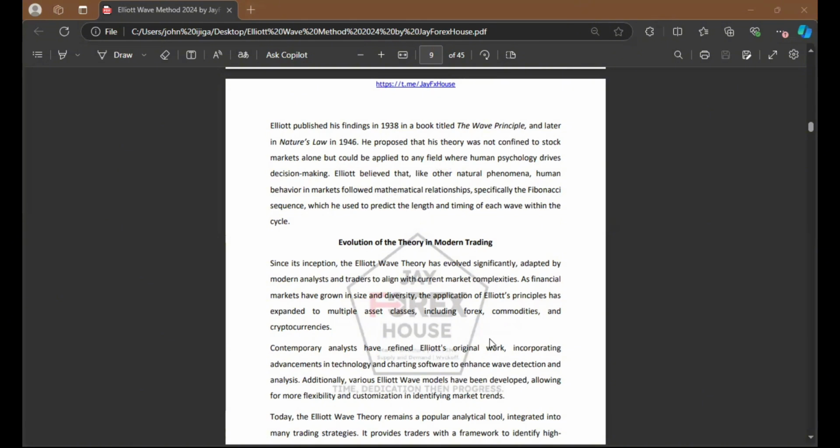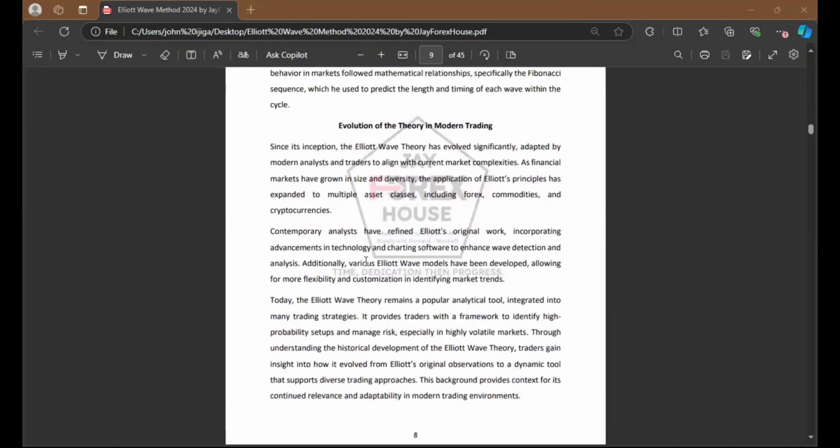All right, so moving on, we move to the evolution of the Elliott Wave method. This will be where we conclude today's section. Since the concept of Elliott Wave came into the market, it has grown over time with the introduction of technology.